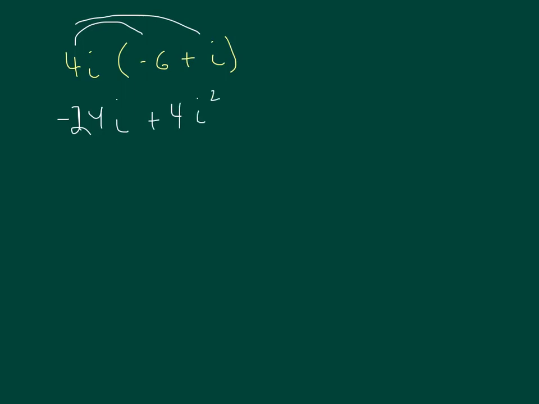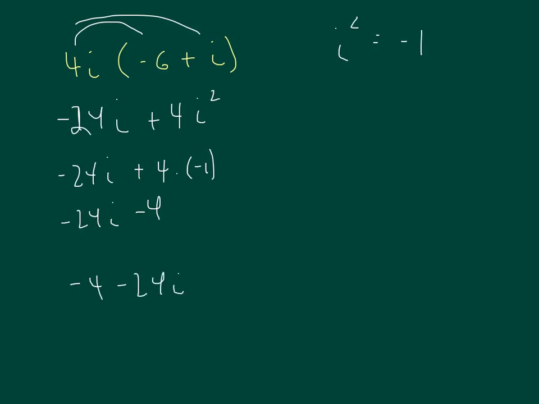But then don't forget, at the very beginning of the video, we said that i squared was equal to negative 1. So that's negative 24i plus 4 times negative 1, which is negative 24i minus 4. We like to write the real number first, so we're just going to write it negative 4 minus 24i for a final answer. Okay? Let's try a couple more of these.